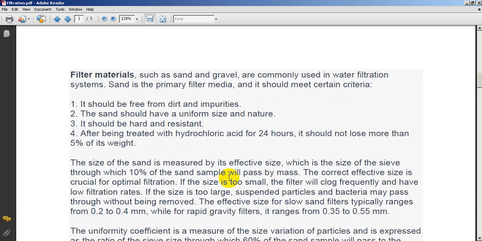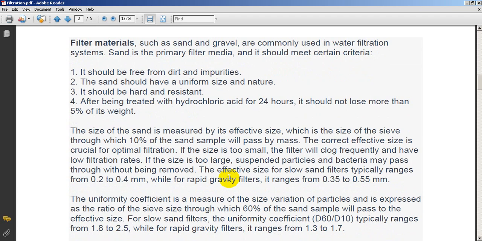1. It should be free from dirt and impurities. 2. The sand should have a uniform size and nature. 3. It should be hard and resistant. 4. After being treated with hydrochloric acid for 24 hours, it should not lose more than 5% of its weight.